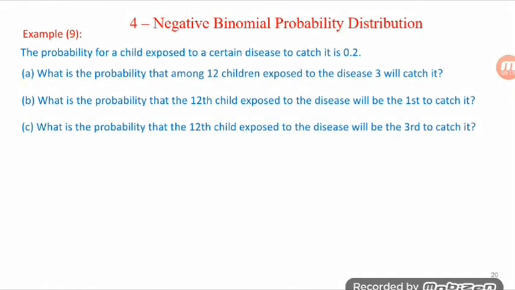Number C, what is the probability that the 12th child exposed to the disease will be the third to catch it? Again, the success for me is having the disease. The child is getting the disease. And here in number C, we are interested to have 3 successes. And this, according to what we have learned from the previous probability distribution, will belong to the negative binomial probability distribution.